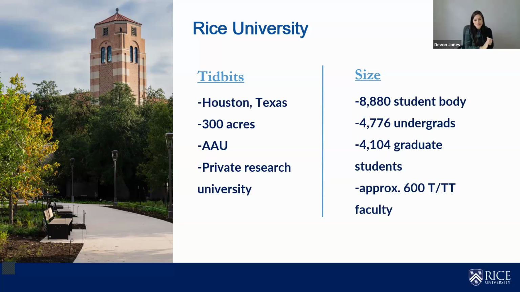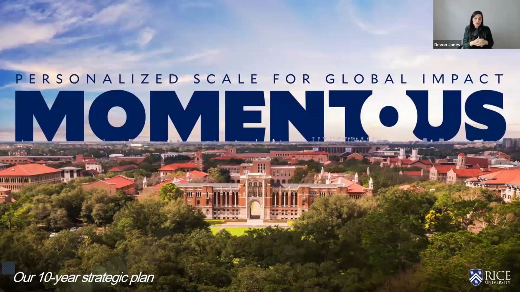Next slide, please. In 2022, Reggie DeRoche became president of Rice, and that has really started a chain reaction of growth and positive energy, which has resulted in the launch of our 10-year strategic plan, Momentous. Reggie is also an engineer, and that background has really inspired my office to adopt two terms, efficiency and scalability.